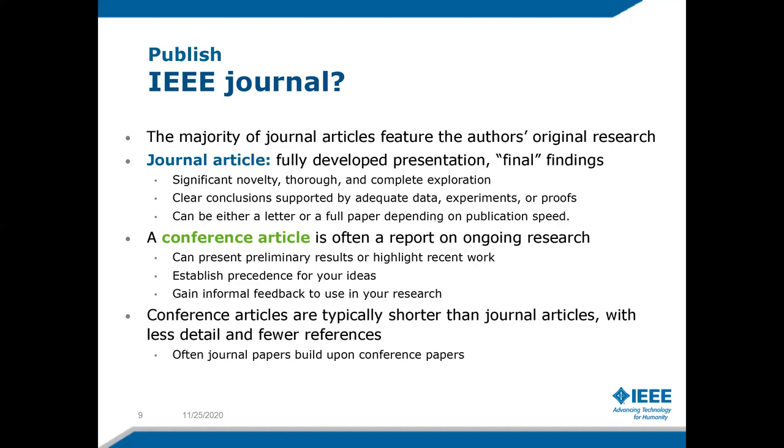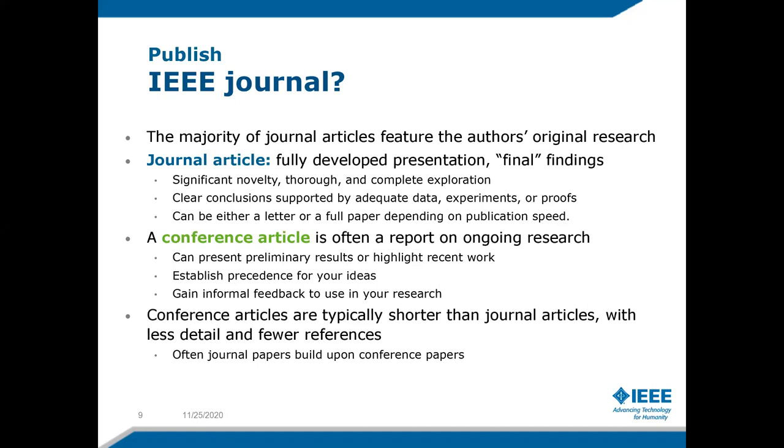As we mentioned at the very beginning, for example for a degree or for promotion, journal articles may be preferred over conference articles, right? This is also the case, but we need to publish both journal articles and conference papers, depending on what the funding needs are, okay? Normally, a journal article is a fully developed presentation, with some final findings. It should have significant novelty, a thorough and complete exploration, and clear conclusions supported by adequate data, experiments, or proofs. And it can be either a letter or a full paper, depending on publication speed.